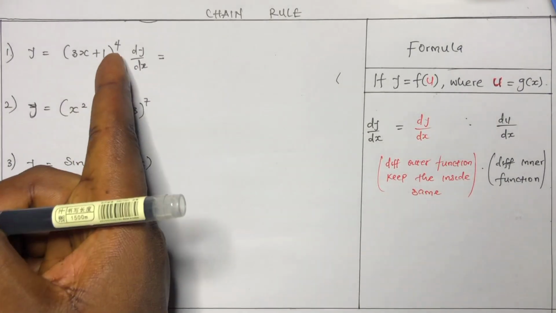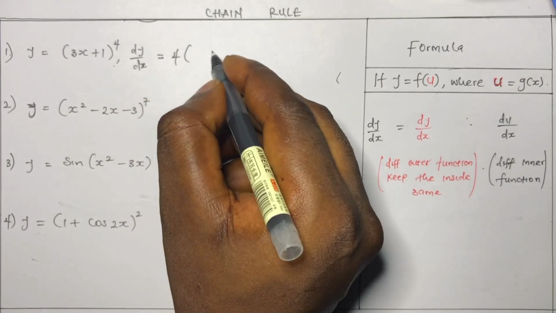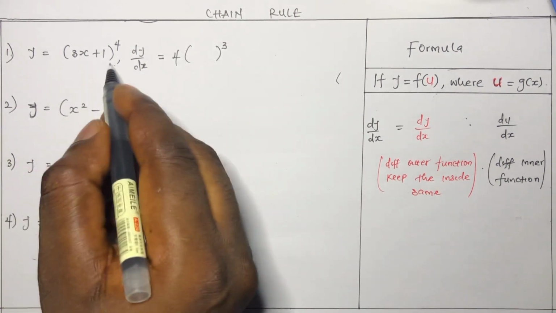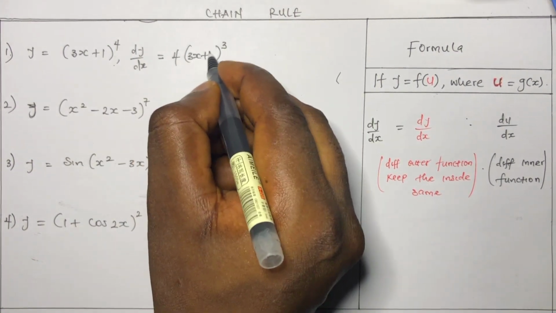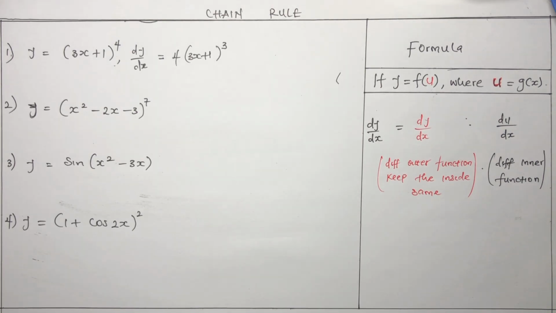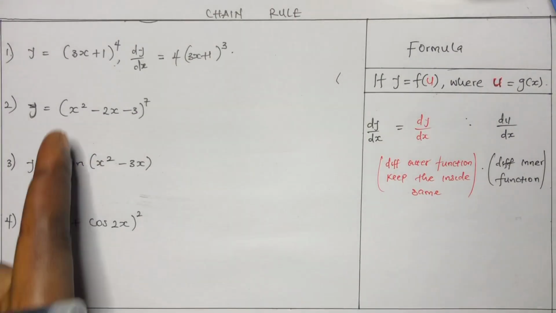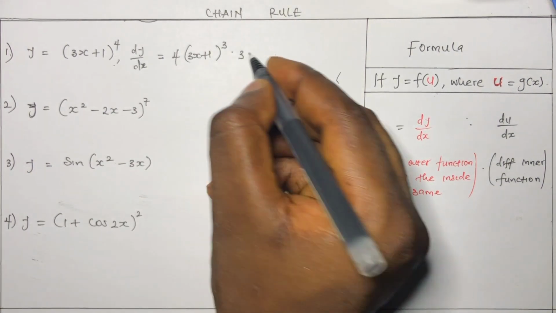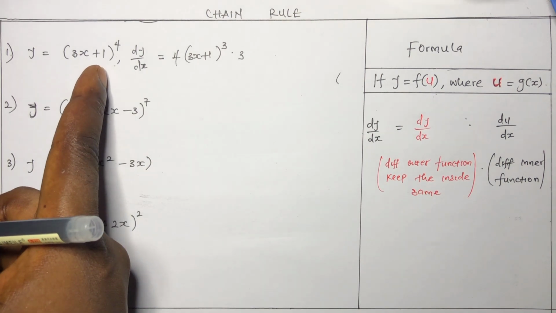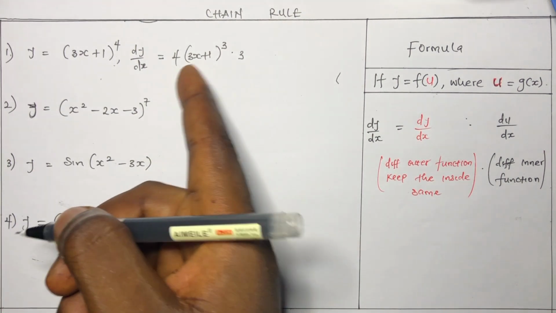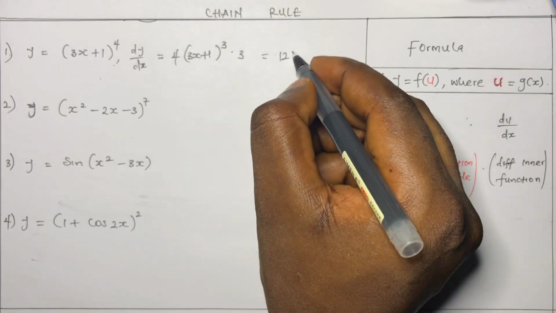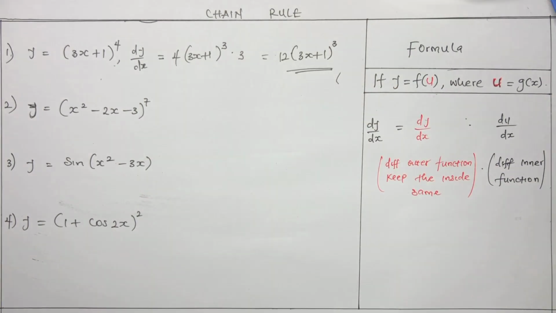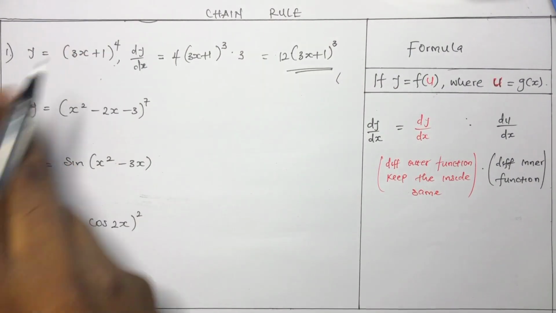will be equal to, and we're going to move 4 up front and take away 1 from 4, we'll have 3 remaining. And then we're going to repeat everything we have inside of this function, which is 3x plus 1, right? From the first step. So then the second step, we're going to multiply by the derivative of the inside function. And if we differentiate 3x, we have 3. And then 1 is a constant, so the derivative of 1 is 0, so we don't need that. Then if we tidy up, we have 12 times (3x plus 1), all raised to the power of 3. So this is basically the derivative of this particular function.